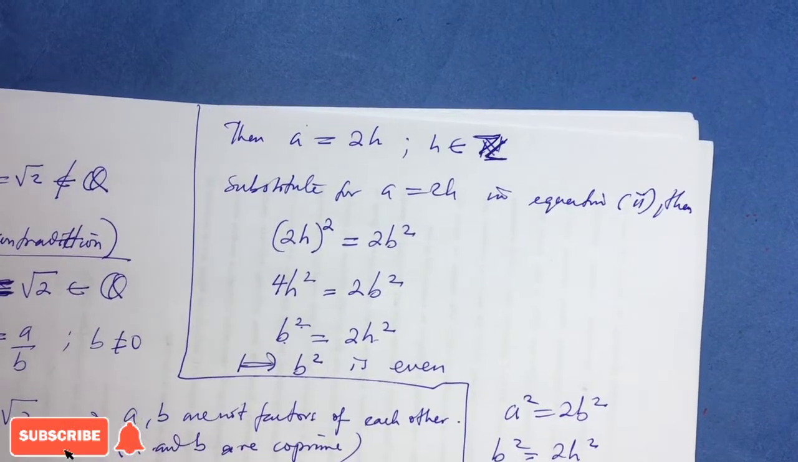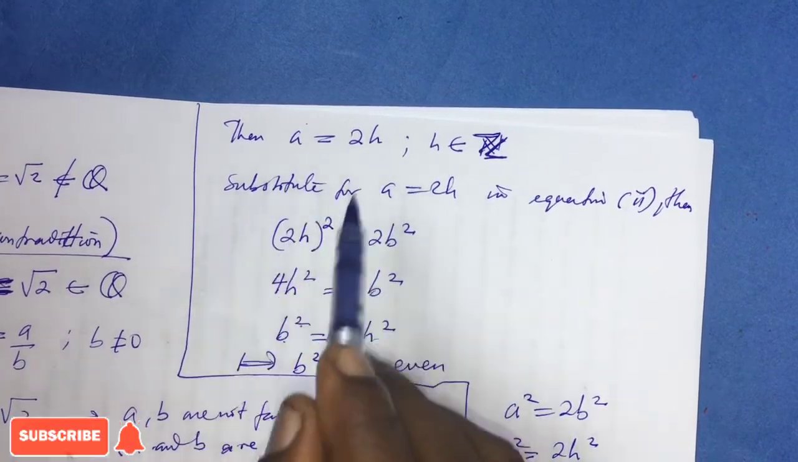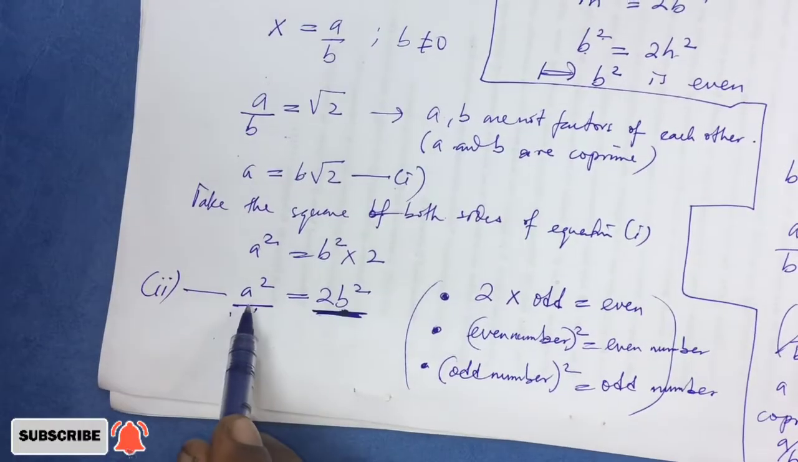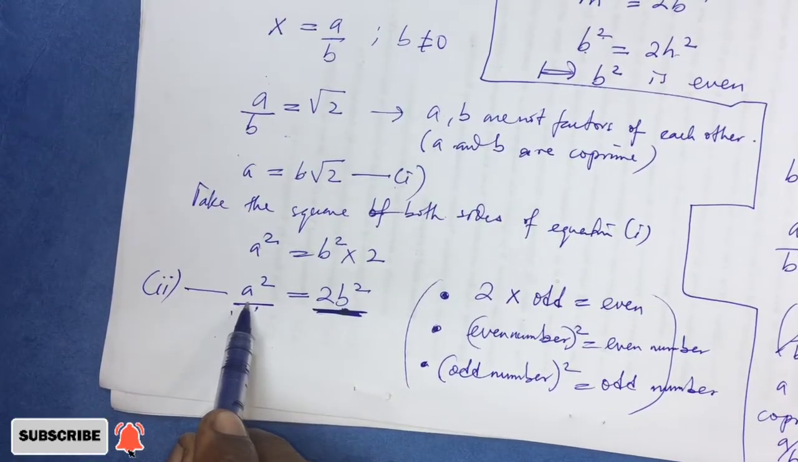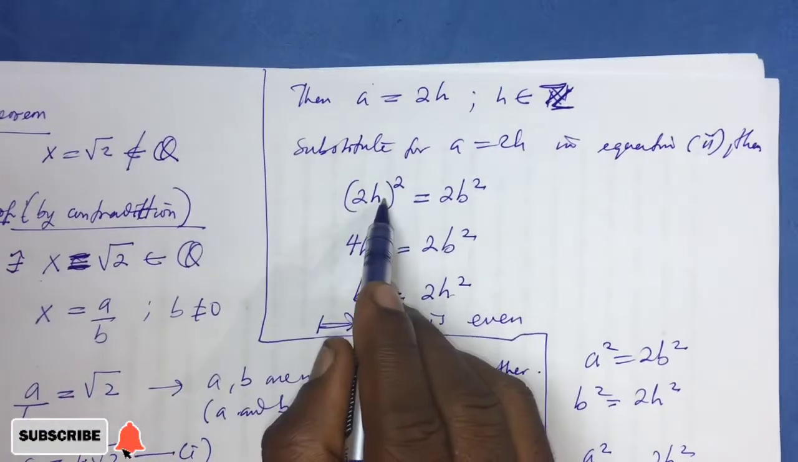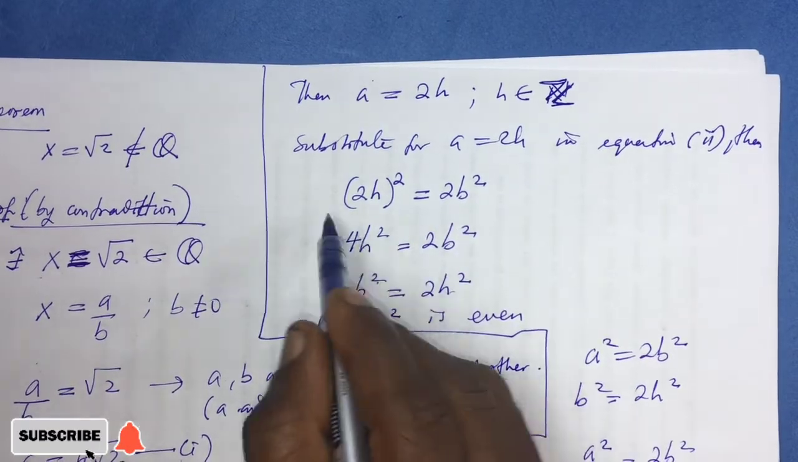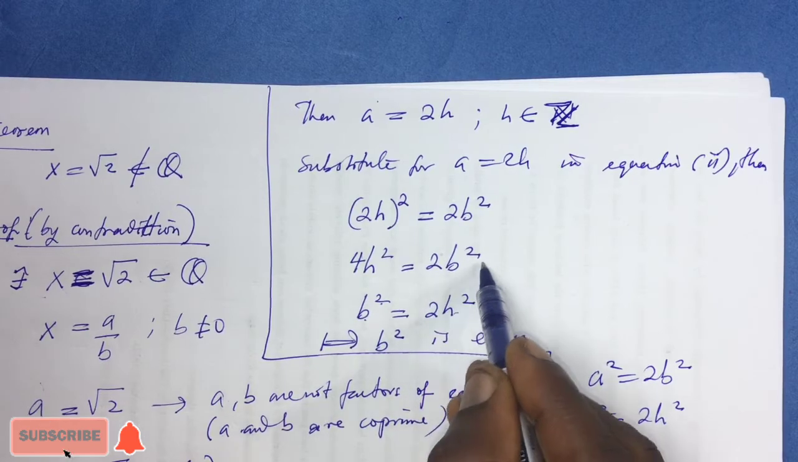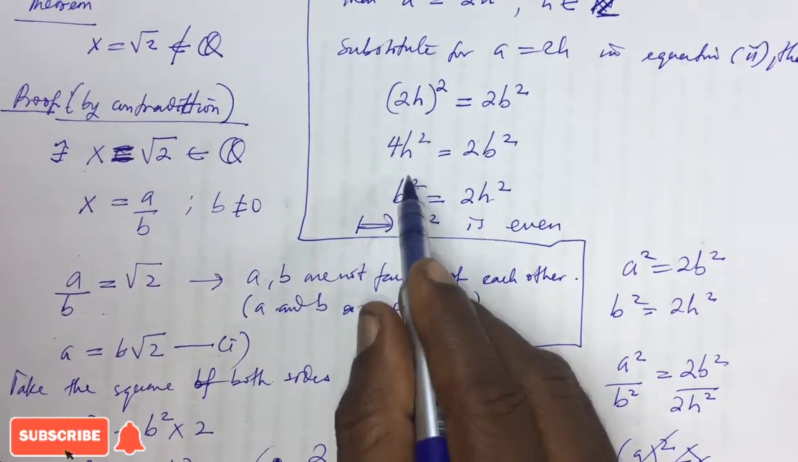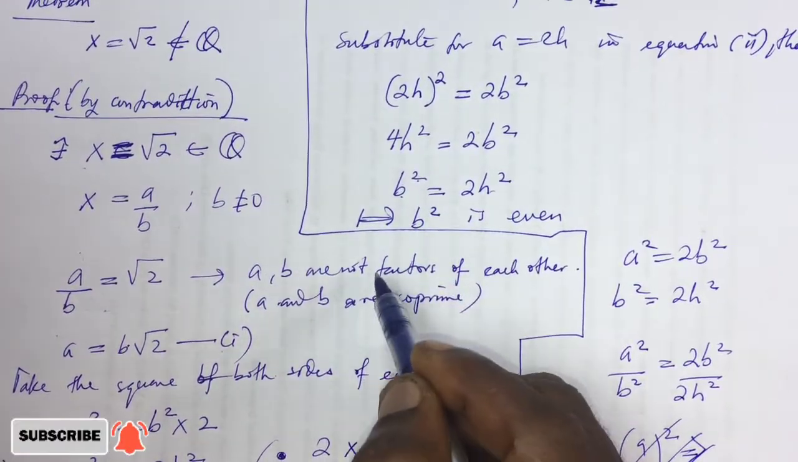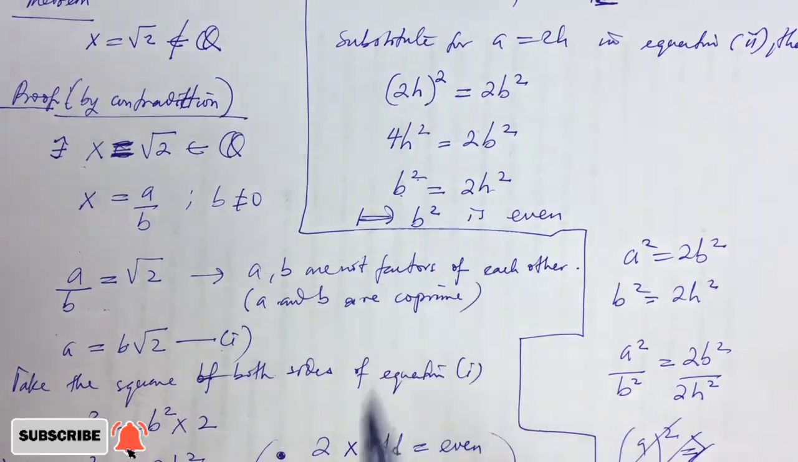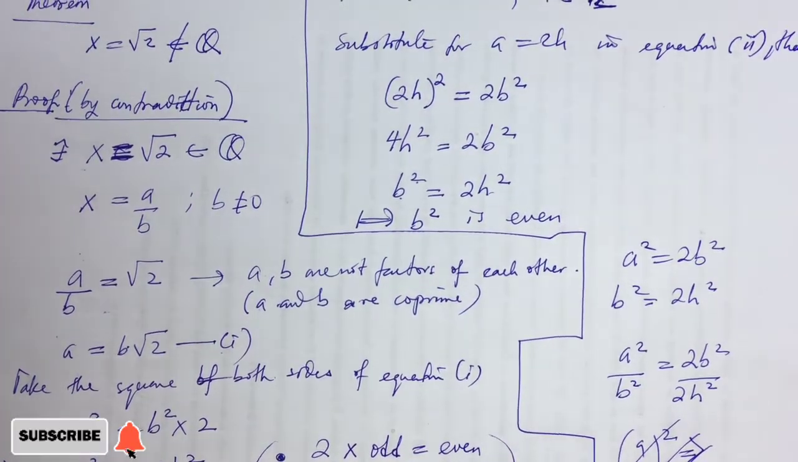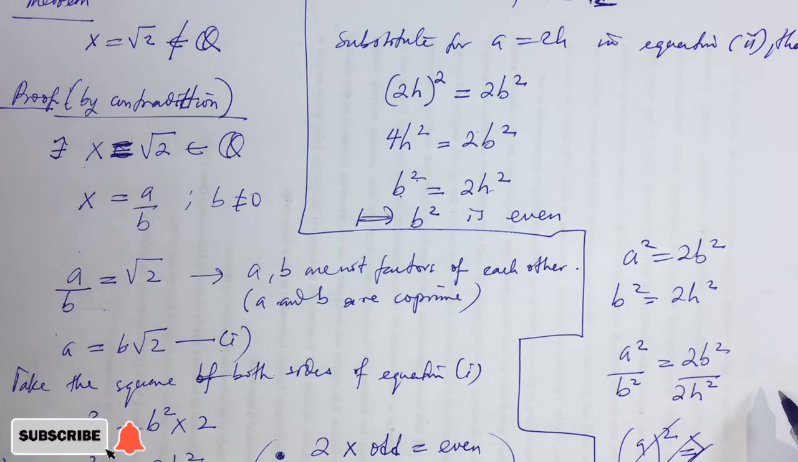And if h is an integer and we can write a as 2h, putting 2h in place of a in equation 2 gives you 2h squared equals 2b squared. And if you expand that, that will give you 4h squared on this side and 2b squared on the other side. Now, if you simplify by making b squared the subject of formula, you end up having that b squared is equal to 2h squared, which also implies that b squared is even.